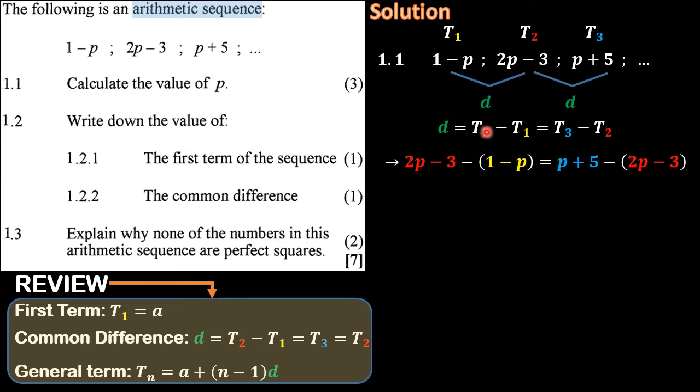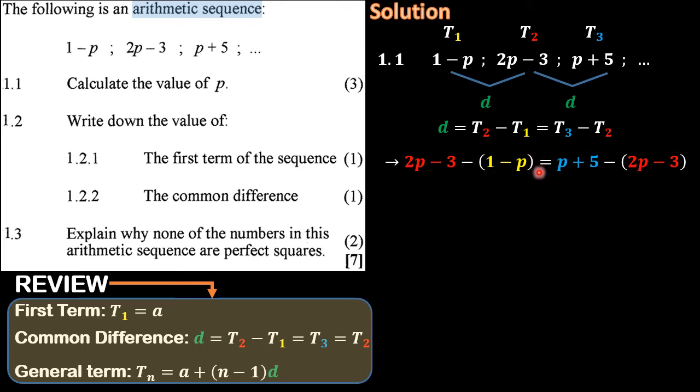I'm using different colors here so that you can comprehend the concept very well. Okay, so now where you see t2, you put 2p minus 3 minus. Be careful here. This is minus for the formula, minus in the equation. It is not minus for any of the terms. So you must say minus. Term 1 is not minus p. Term 1 is 1 minus p.